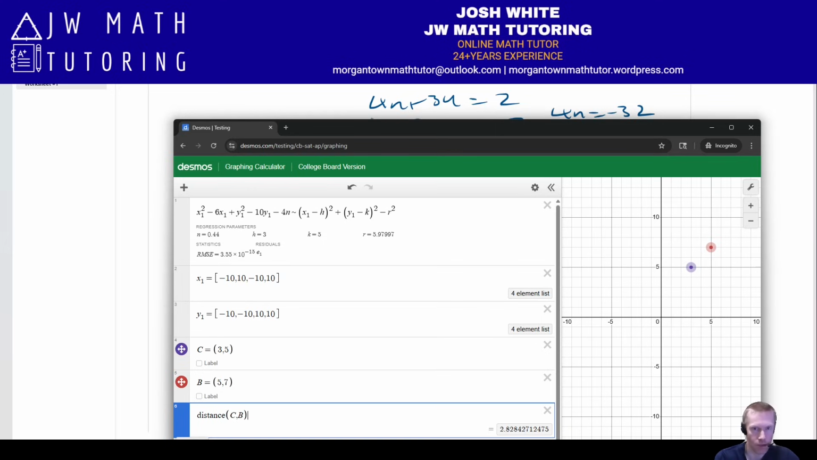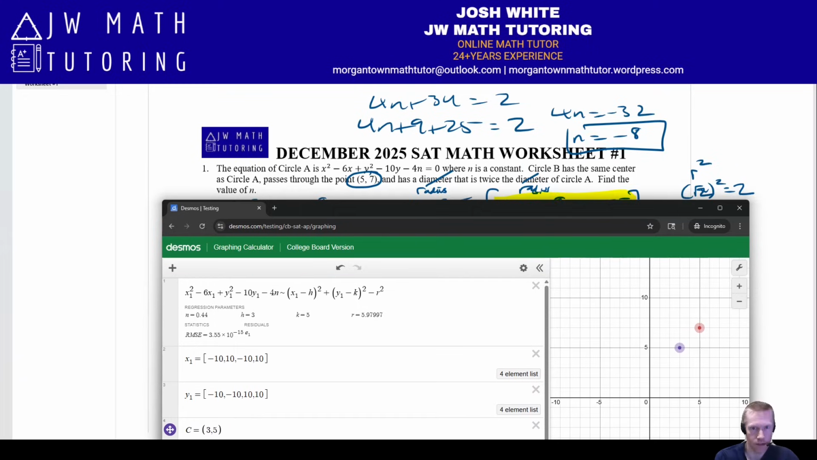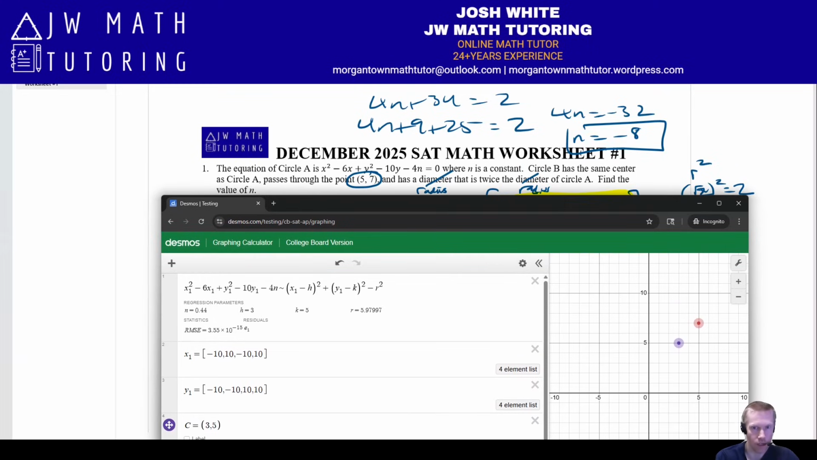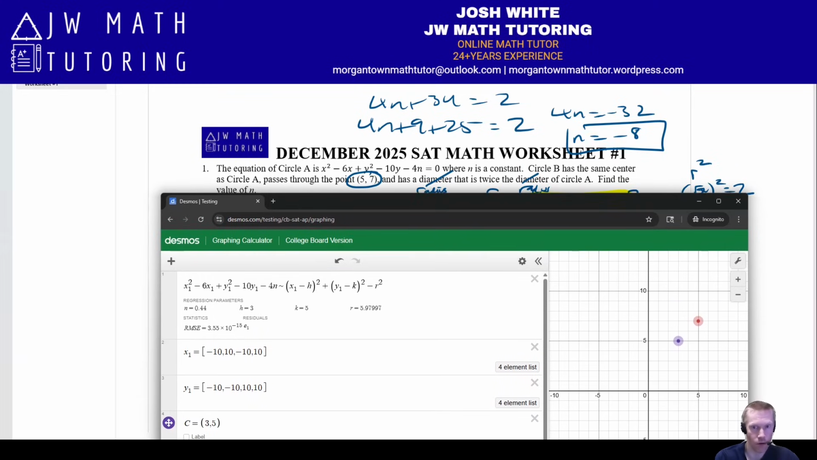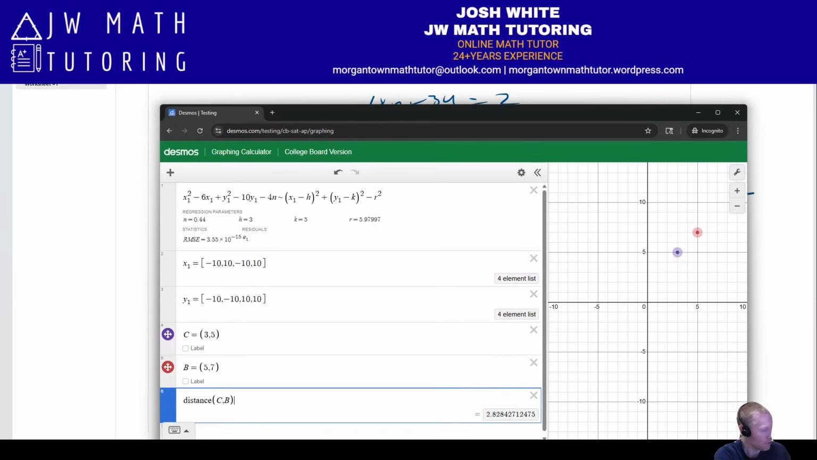Now, remember, to get the radius of circle A, we have to divide this by 2, because the radius of B is twice that of A. Therefore, the radius of A will be half the radius of B. So I'm going to take this and divide it by 2. So right now I have this value, which is the radius of circle A.